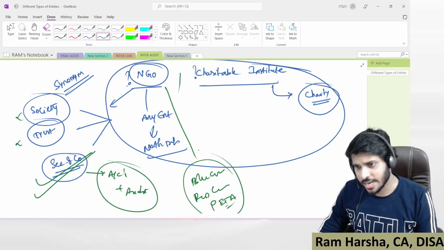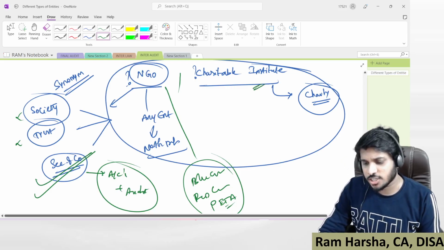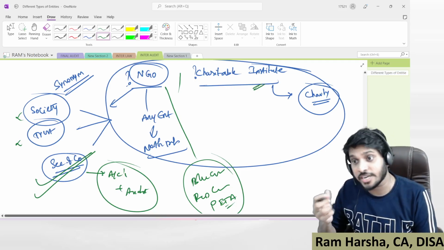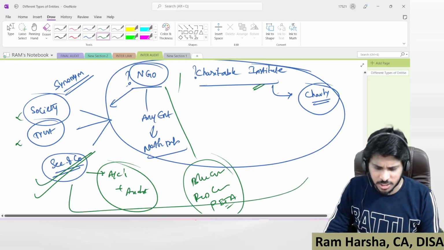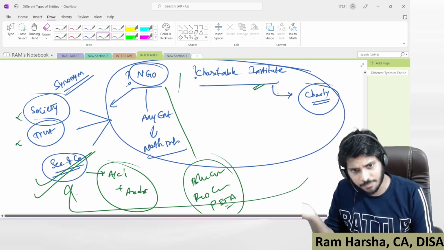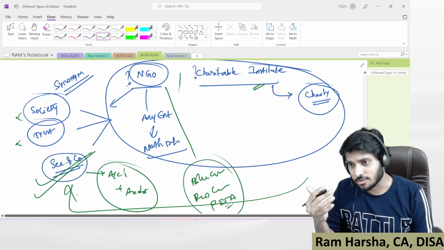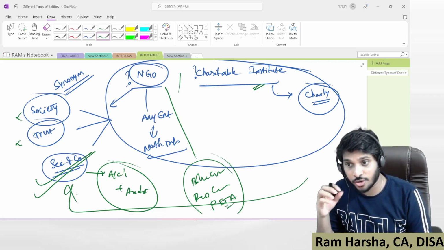Tata Foundation, Reliance Foundation. These are actually charitable institutes where they are giving free treatment to the poor. So they are charitable, and all of them may be registered under Section 8 of the Companies Act. That is their choice. So as an auditor, what will you verify whenever you are doing audit of these entities?